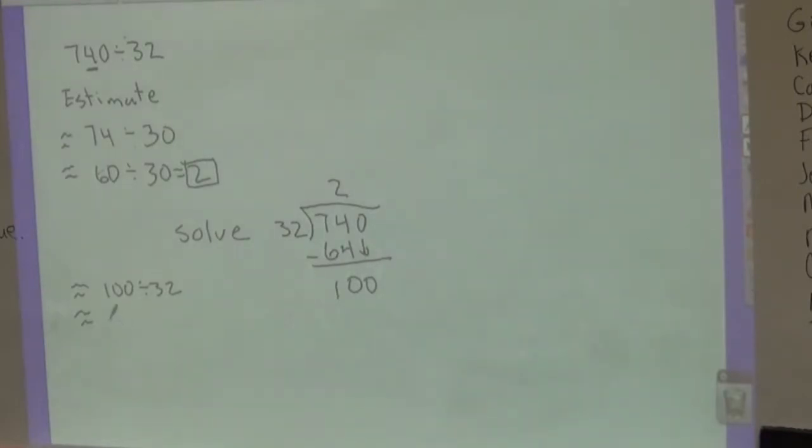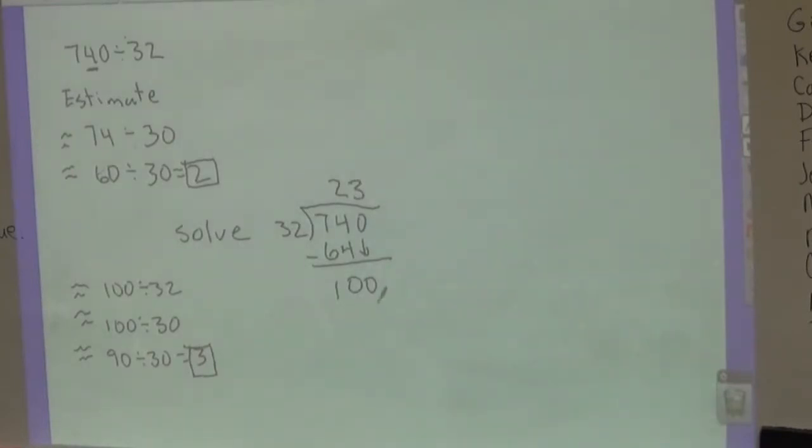We do another estimate. Well, that's okay. What do you round 32 to? 30. And then what do you round the 100 to? 100. No, 100's not easily divisible. 90. There we go. And that is going to give us the 3. So now we know what number to use as our next digit. We'll put the 3 here for our next digit.